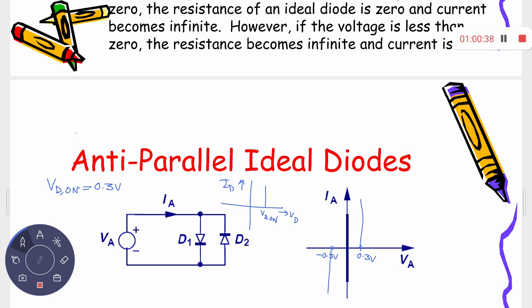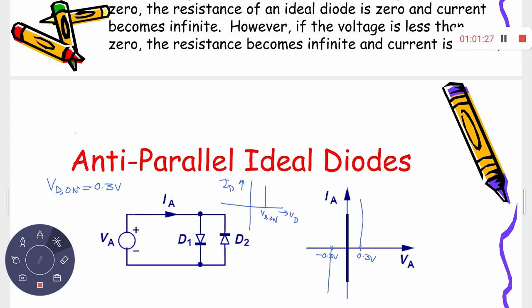So when the applied voltage is greater than 0.3 volt, this diode D1 will be on. D1 on means zero resistance. The constant voltage model has three parameters: on resistance, off resistance, and VD on voltage. VD on is 0.3 volt, non-zero, on resistance zero, off resistance infinite. Zero and infinite in parallel give zero. What is the current? Current is infinite, and that infinite current takes place at 0.3 volt, at VD on.